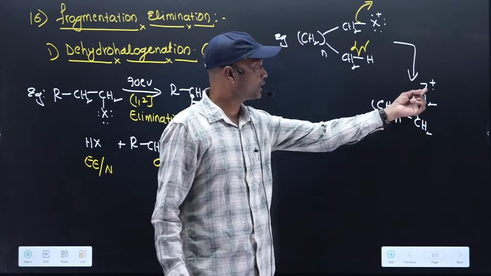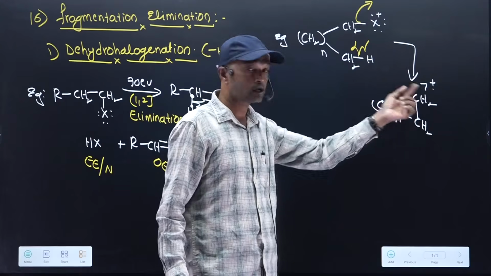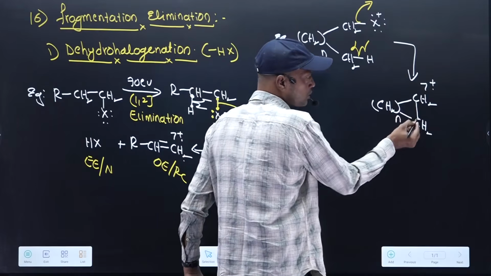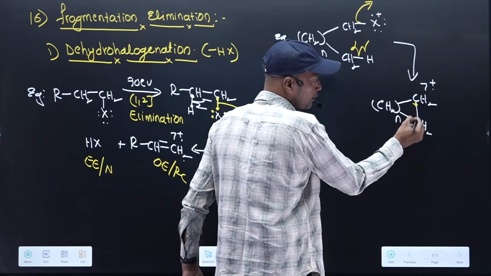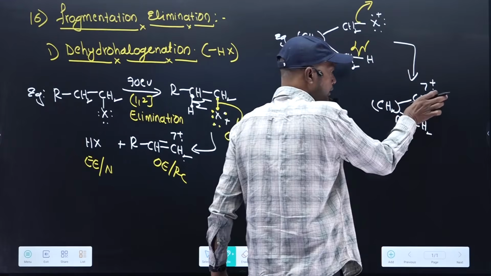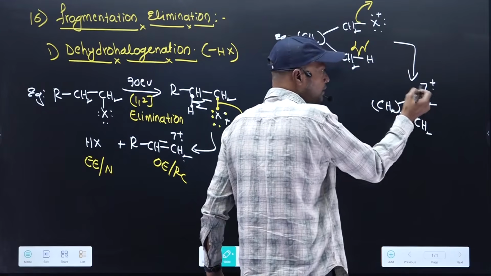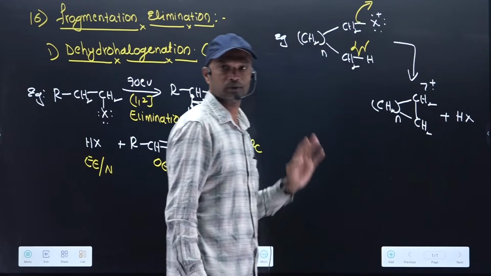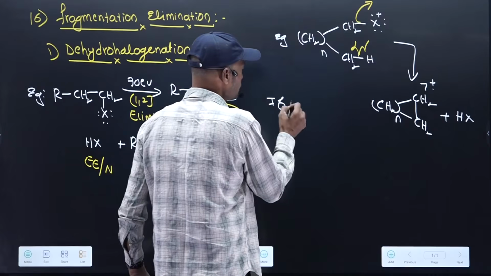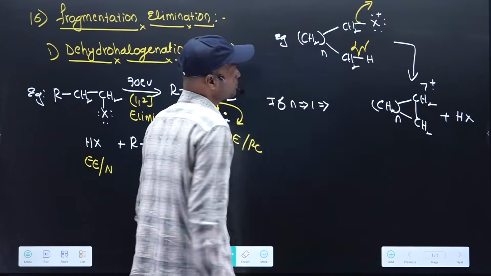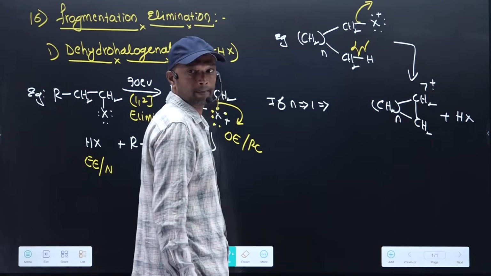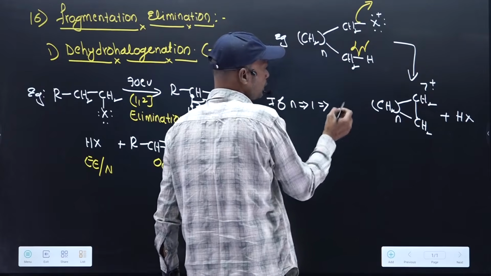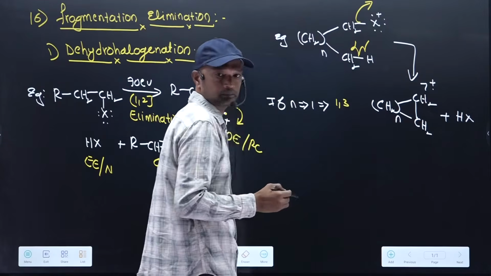Whenever it is written like this, don't think that there is no bond between these two carbons. The bond is there. But here there is a positive charge, and here a radical. So to write it clearly, we write a bond between them and write the radical cation outside. And what is removed? HX is removed. Okay? Suppose n is equal to 1, what do you expect? Is it three-membered? If n is equal to 1: 1, 2, 3. Three-membered. So that is called 1,3 elimination.